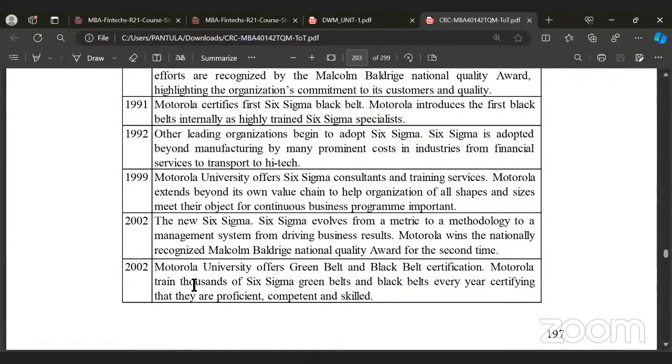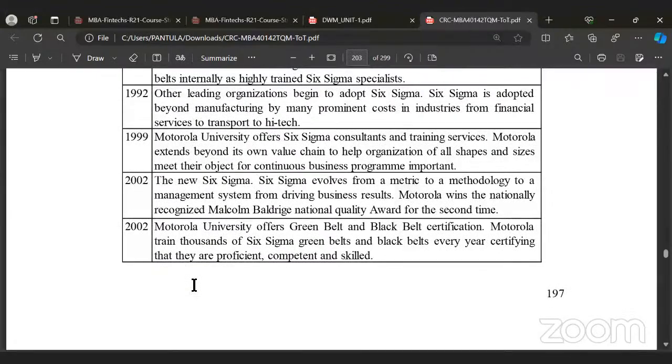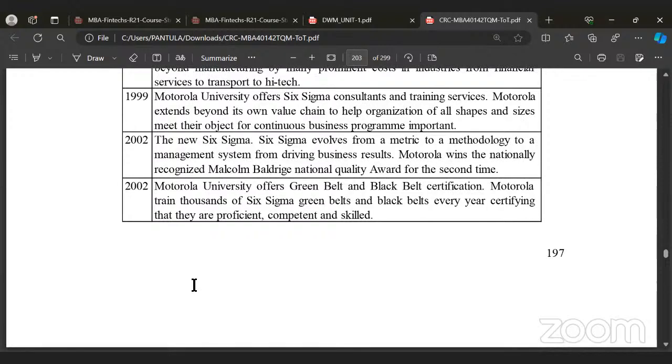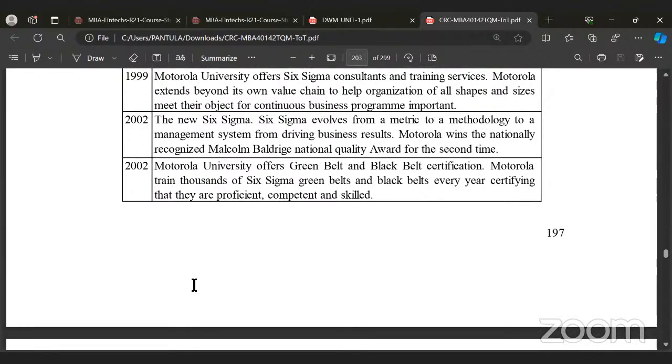Then in 1992, other leading organizations began to adopt Six Sigma. Six Sigma was adopted beyond manufacturing, in many prominent industries from financial services to transport and high tech. In 1999, what happened? Motorola University offers Six Sigma consultant training services. Motorola extended beyond its own value chain, helping organizations of all shapes and sizes meet their objectives. The new Six Sigma evolves from metrics to a methodology and management system for driving business results.